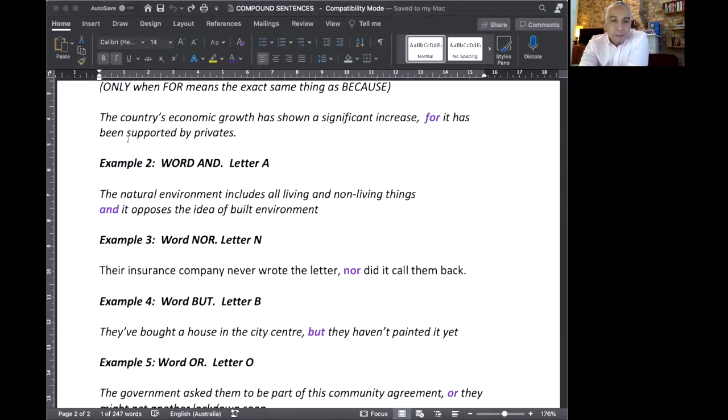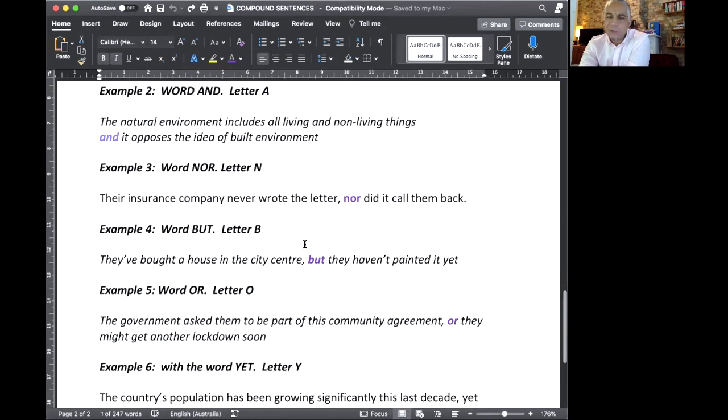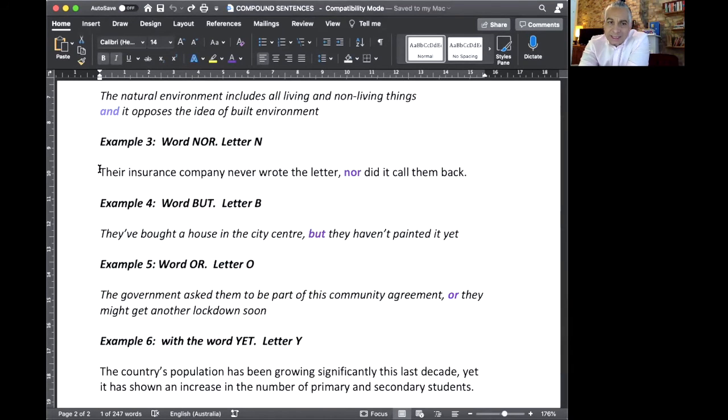Let's go to example number 3. The insurance company never wrote the letter, nor did it call them back. Probably this is going to be quite confusing. I will see if I use this structure in the rest of the exercises, but for now this is good for our purpose, and we have a complete thought here. The insurance company never wrote the letter, and again that is an independent clause, and then we add a comma with the word nor, and then we have another independent clause.